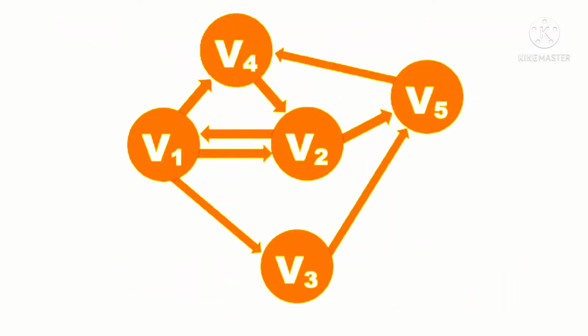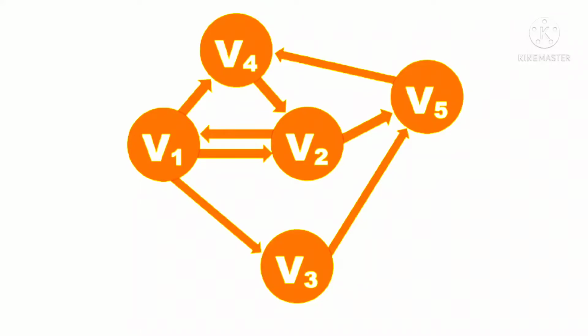So now I have an example to use these two methods. As you can see in the diagram, there are 5 vertices. V sub 1 has a directed path to V sub 2, V sub 3, and V sub 4. V sub 2 has a directed path to V sub 5, and V sub 3 has a directed path to V sub 4. V sub 4 has a directed path to V sub 2, and V sub 5 has a directed path to V sub 4.